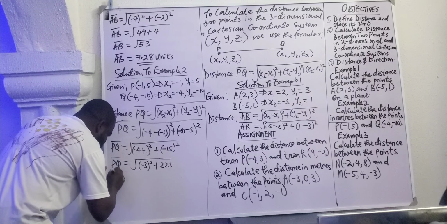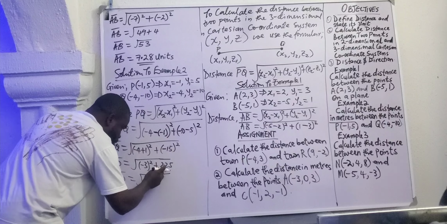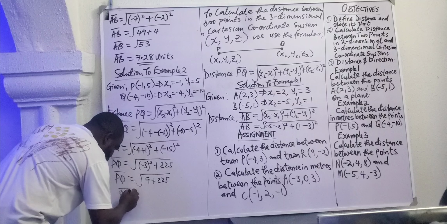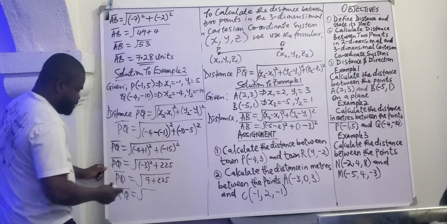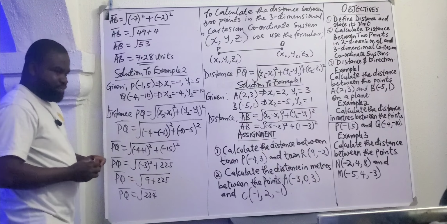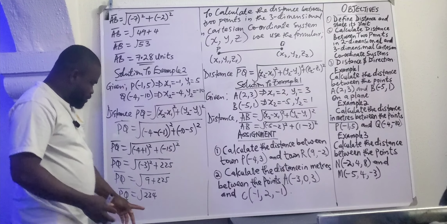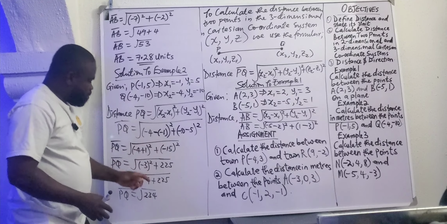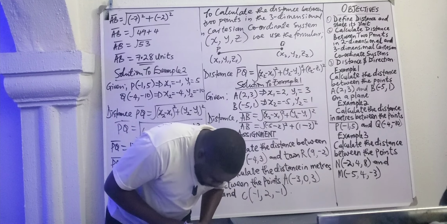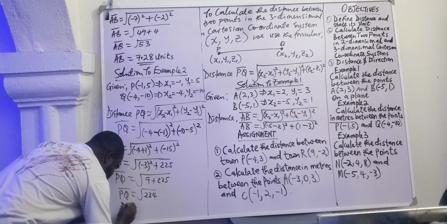We have the distance PQ, square root of minus 3 square is 9 plus 225. When we add it, will give us the square root of 234. Like I said, if I have no access to calculator, I can stop here. If it is OBJ question, the answer may stop here. You stop here. But if you have access to calculator, you take the square root of 235. The square root of that will give me 15.29.